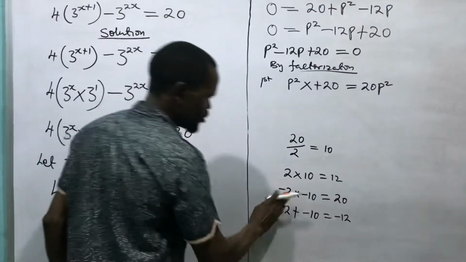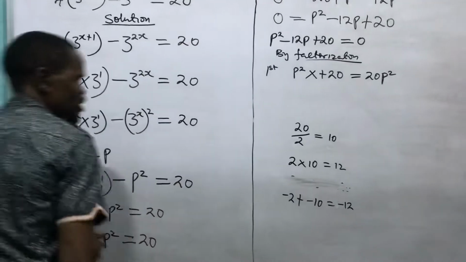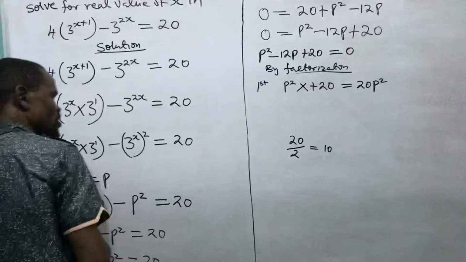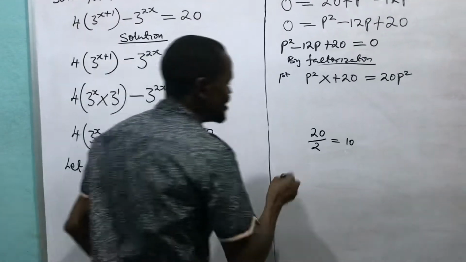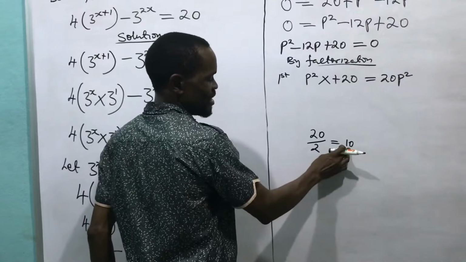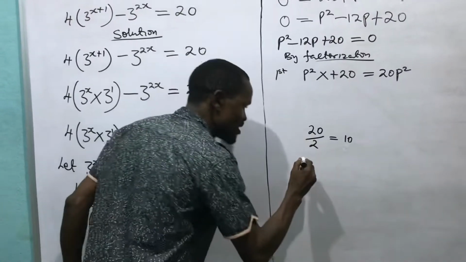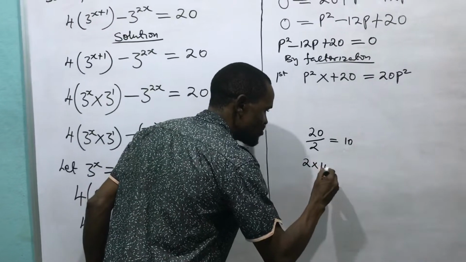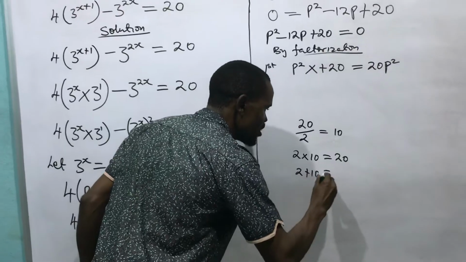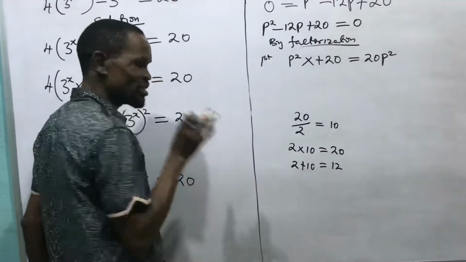Watch it. The first time I did it, I didn't put minus. Watch so that you'll be able to learn how to get the factor. First of all, I bring here the 20. I bring the 20 divided by 2, it gives me 10. That means 2 times 10 will give me 20. Are you getting what I'm saying? 2 times 10 gives me 20. Then 2 plus 10 will give me 12. Does it give me minus 12? No. That means it's not correct.